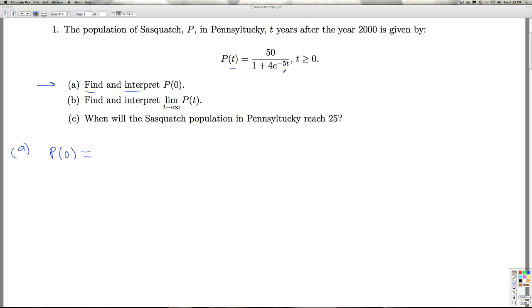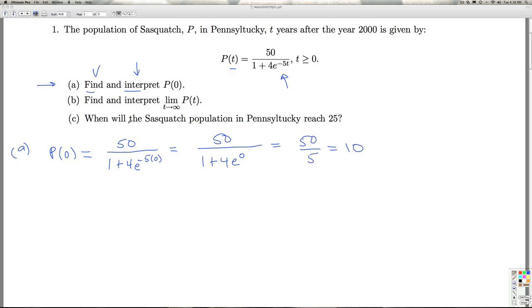Everywhere we see a t in the expression P of t, we're going to substitute 0. So this is 50 divided by the quantity 1 plus 4e to the negative 5 times 0. So that's 50 divided by 1 plus 4e to the 0 power. Now e to the 0 power is 1. 1 times 4 is 4. 4 plus 1 is 5. So I get 50 divided by 5, which is 10. So that's the find part.